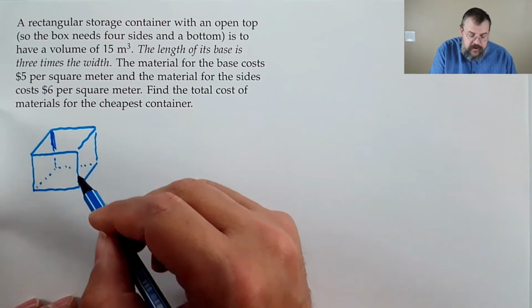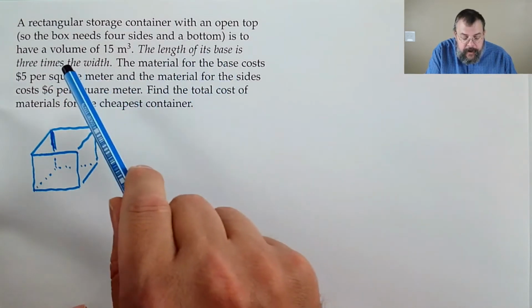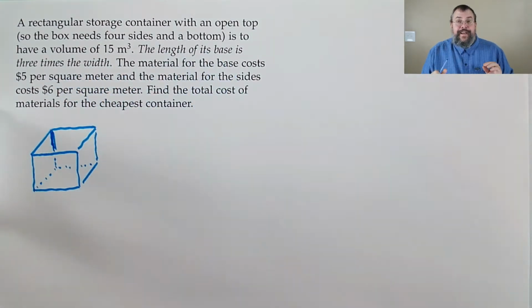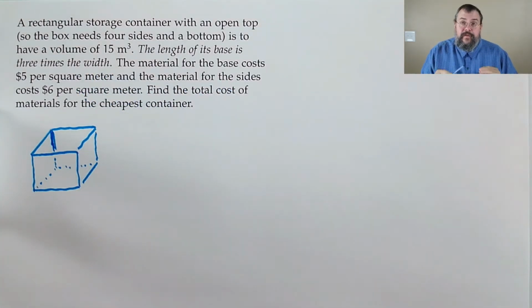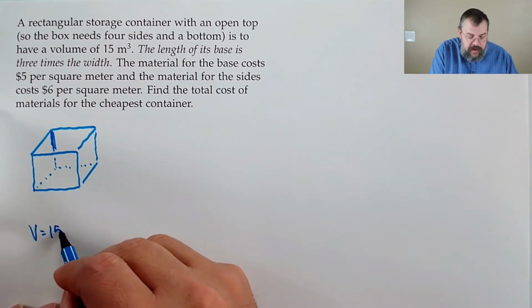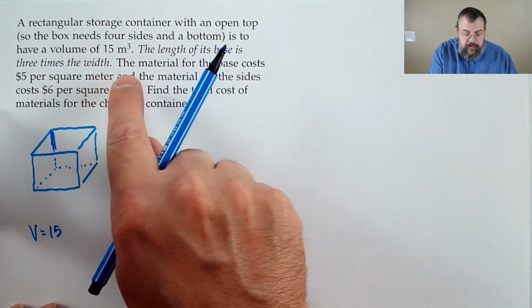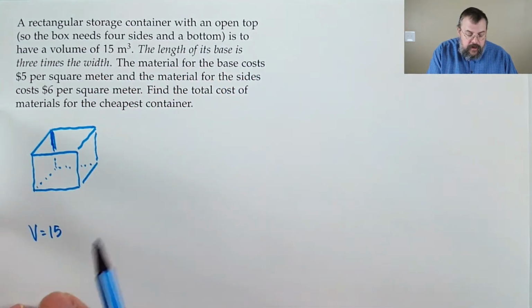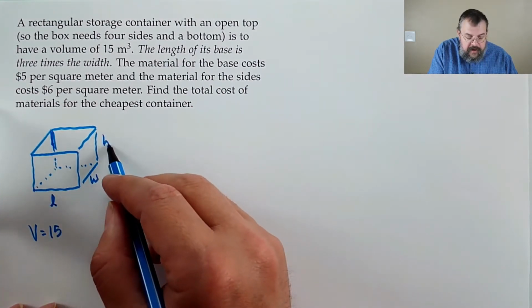There's our storage container. All right, and we want this to have a volume of 15 cubic meters. Okay, so that is not an optimization thing. That's a constraint or a relationship, because we're not changing our volume is fixed. So we'll make a little note here. The volume should be 15. That's going to help us. The length of its base is 3 times the width. Okay, well, let's label things. So let's label things as length, width, height.